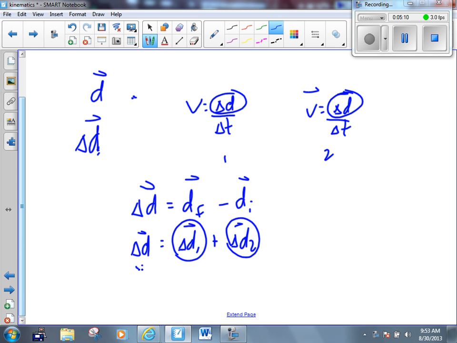Let me give you a quick little example, and I want you to tell me whether we're going to use the first version or the second version in order to get displacement here, okay? So let's say that a car is driving north to Edmonton. Red Deer is 150 kilometers north of Calgary. Edmonton is 320 kilometers north of Calgary.